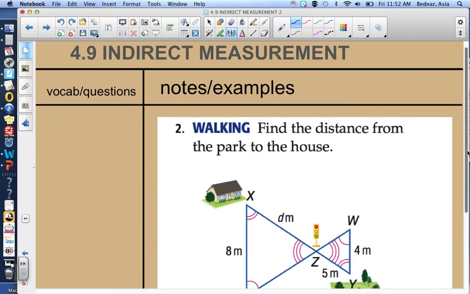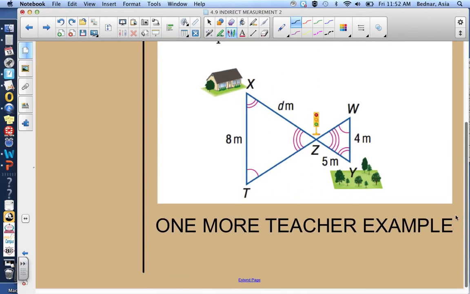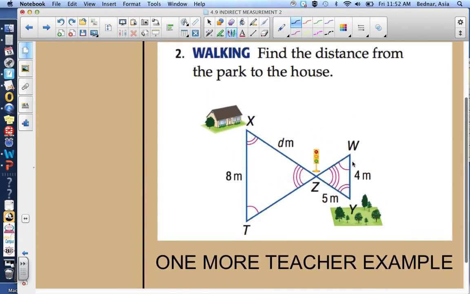We have time. Hopefully we can get this last example in. And this is a great example just due to the fact that the triangles aren't set up in the exact same way. We have to do some research here. It wants us to find the distance from the park to the house. So we have a few steps we have to do, but I need to get this distance here. In order to do that, I have to find this distance.